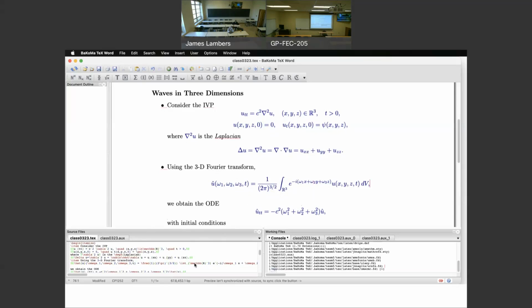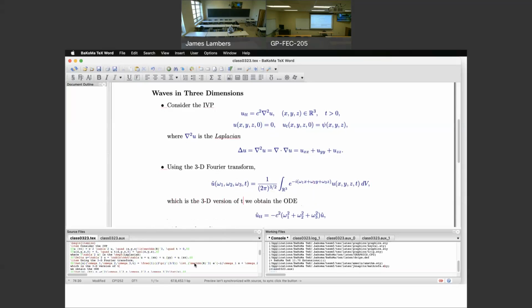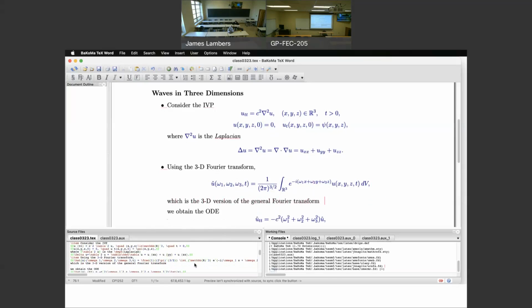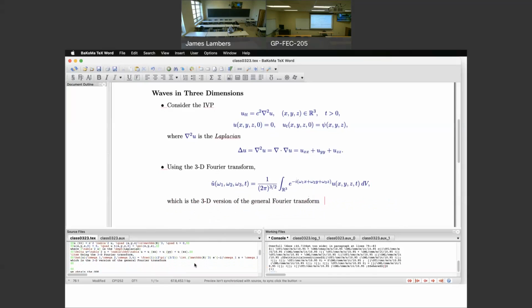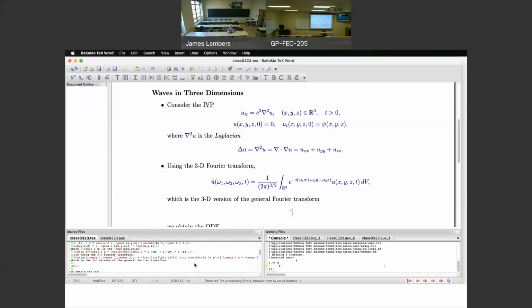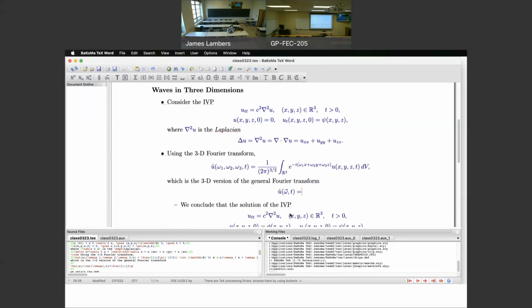I'm going to add in here, I'm going to write out the general case just so you can see it more easily. And if I define omega to be a vector quantity in however many dimensions we have, so that's just u of vector omega and t. And we have 2 pi raised to the d over 2 power.